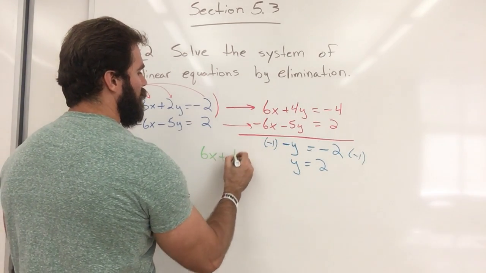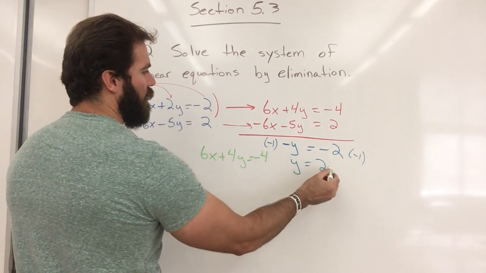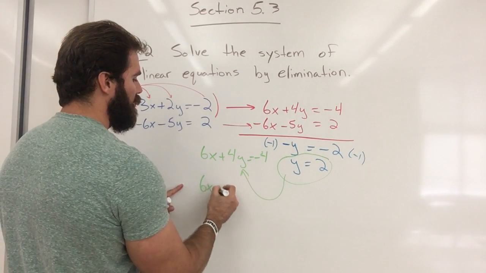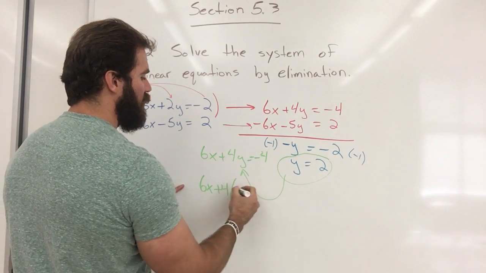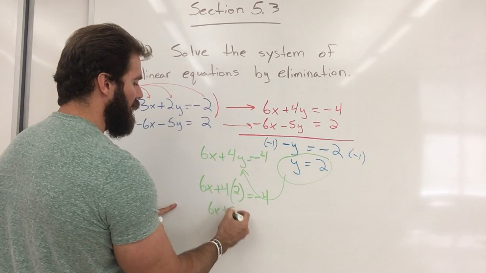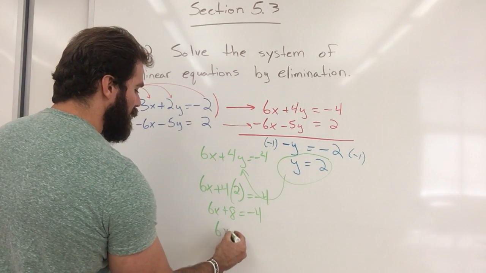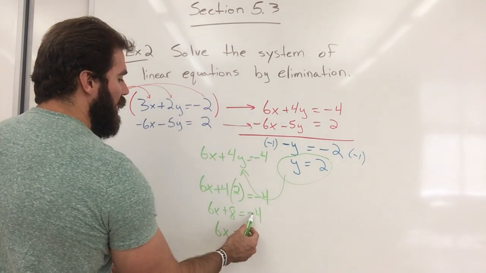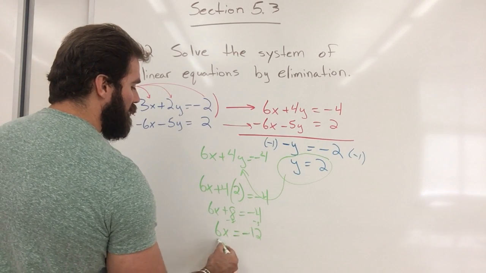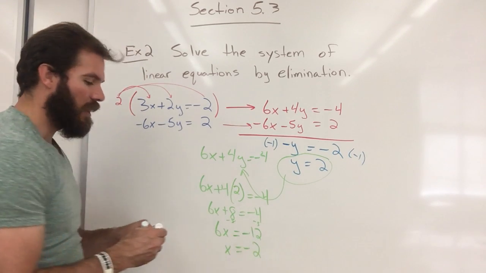I don't have to deal with any negatives. So we have 6x plus 4y equals a -4. We're going to take this and plug it into that y. So we have 6x plus 4 times y, which is 2. 6x plus 4 times 2 is 8. I'm going to subtract 8 on both sides. So I have 6x equals a -4, and then we subtract 8. -4 minus 8 is -12. Divide by 6 on both sides. x is going to be a -2.